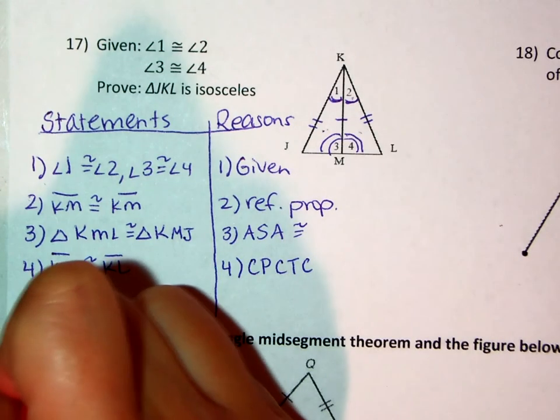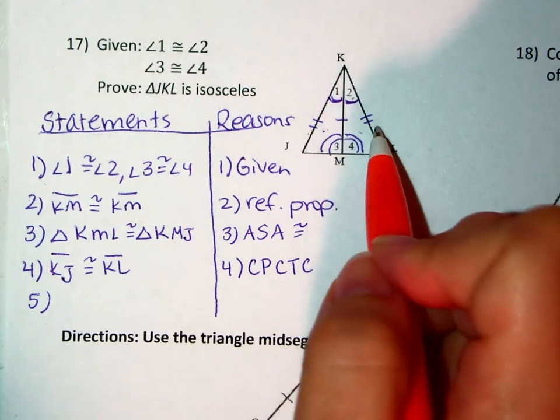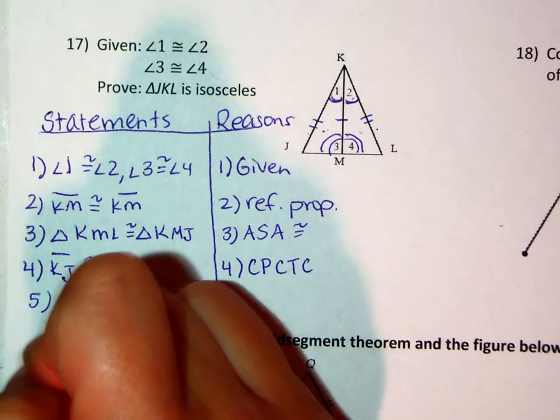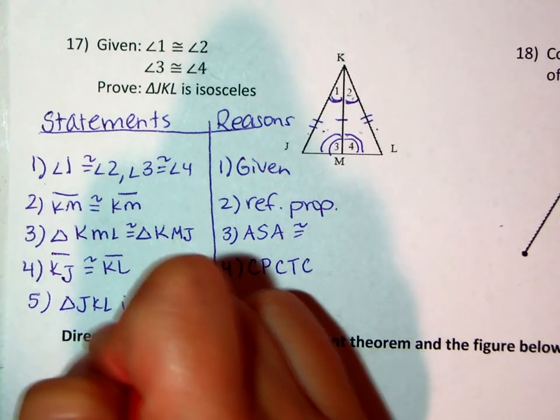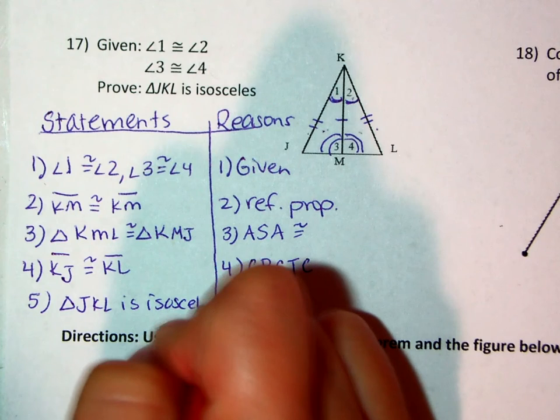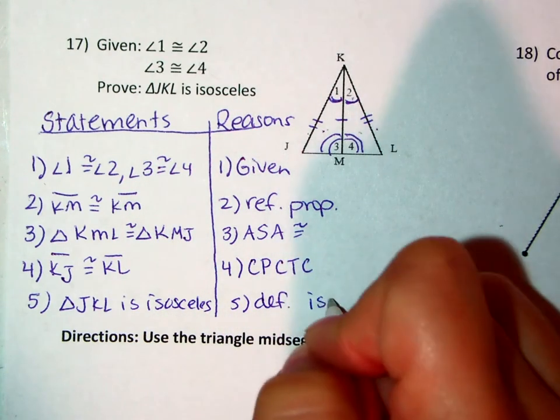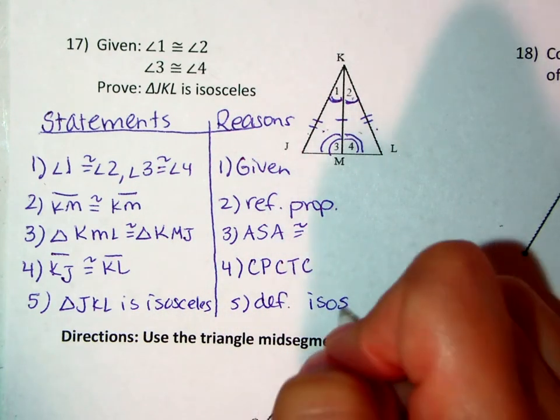Now number 5. Now that I know that these 2 sides are congruent and they belong to this larger triangle, I can now say that triangle JKL is isosceles. And the reason is by definition of isosceles, which states that an isosceles triangle has at least 2 sides that are congruent.